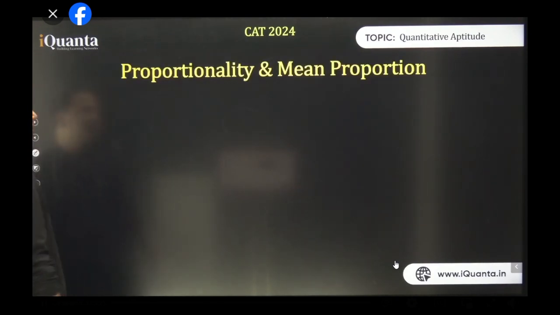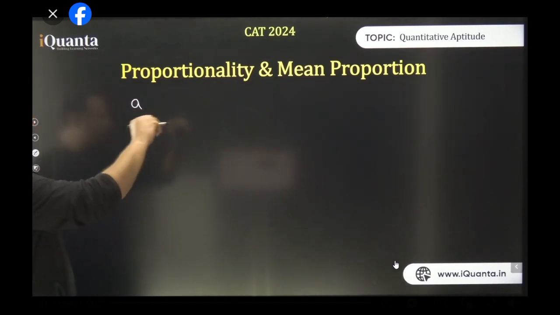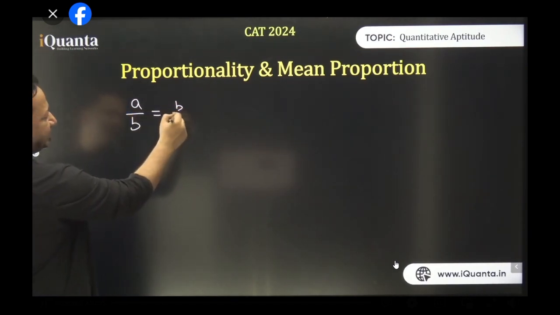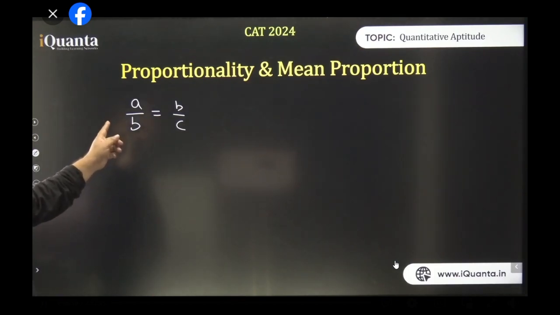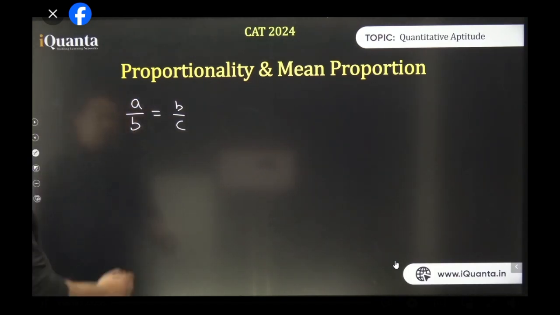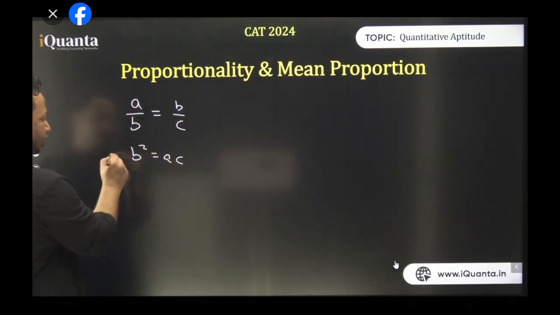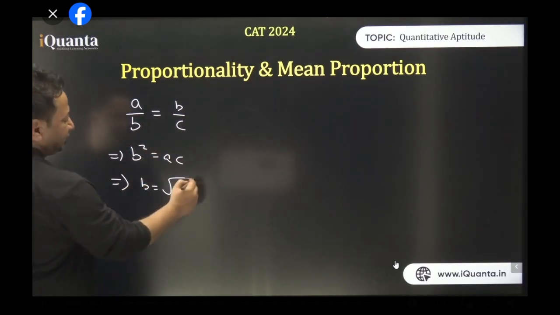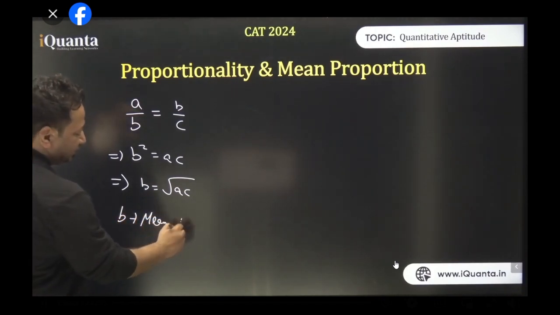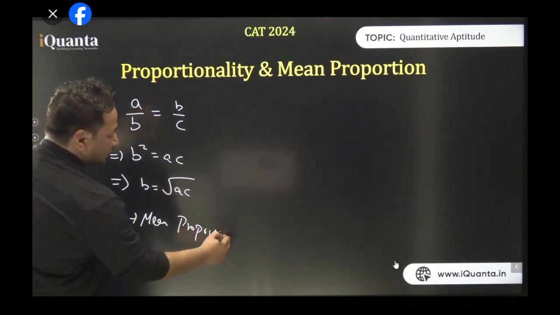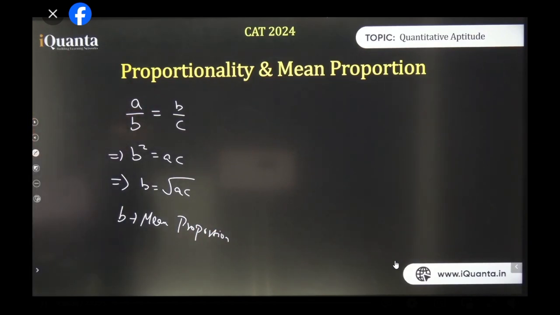So now this is very important. So we say things are in proportion or continued proportion when A by B is equal to B by C. Denominator of the first ratio is equal to numerator of second ratio, which means B square is equal to AC, which also means B is equal to square root of AC. We call B as the mean proportion. All right.